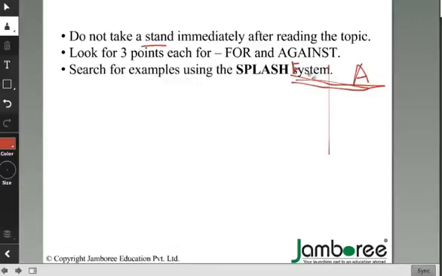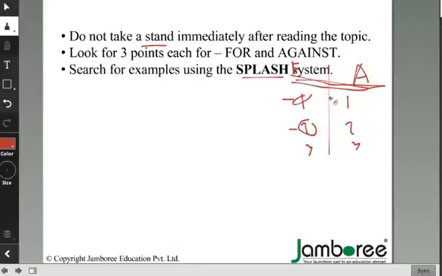So there is a system that we talk about, a SPLASH system. I will elaborate on that. Search for examples. Now let's say you have your point number 1, point number 2, point number 3, right? So let's say you have got 3 points for and 3 points against. Now see whether you have examples for these points. You may find examples for only 1 or 2 points, right? And that is perfectly fine.